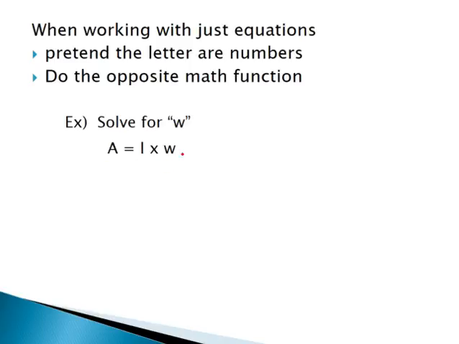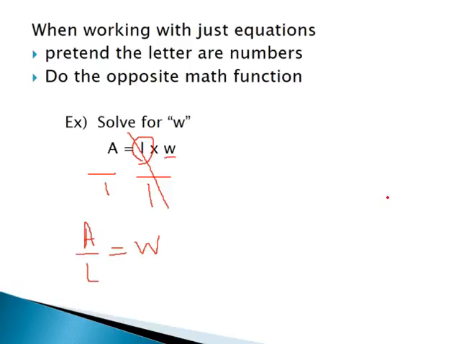So I'm going to do an easy example here. I want to solve for W. So I want to keep W on this side, and I want to move this L over, right? Area equals length times width. So the opposite math function of multiplication is division. So whatever I do to one side, I got to do to the other. So this cancels now. So area divided by the length is equal to the width. So that's the reorganized formula.